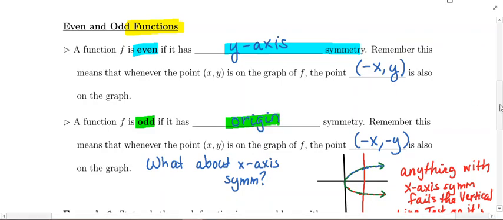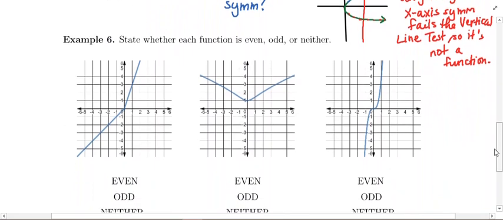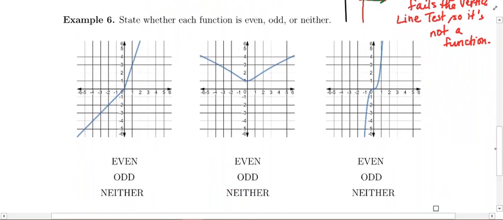All right, so let's do an example here. This is a quick example. We're going to go down to example 6 where we have 3 different graphs. There's no equation, so you're not doing any kind of algebraic testing. You're just determining even or odd from the graph. Again, this is all related back to symmetry. The directions say, state whether each function is even, odd, or neither.